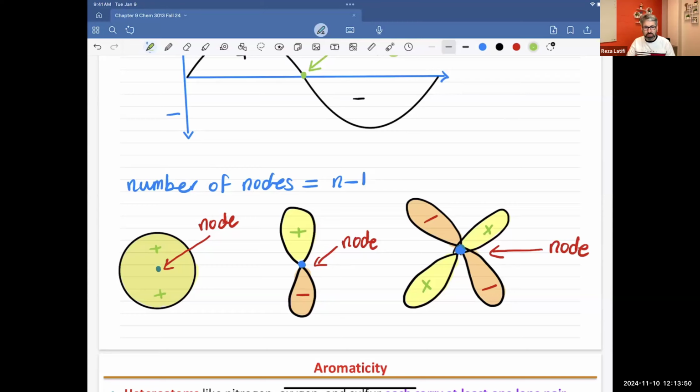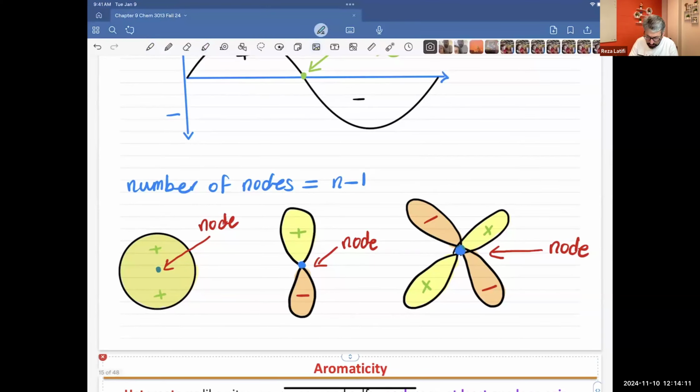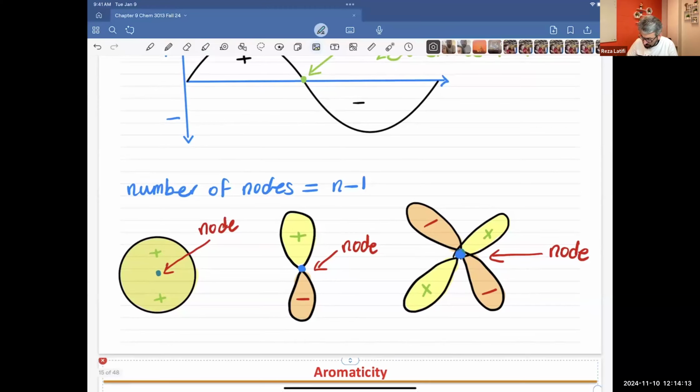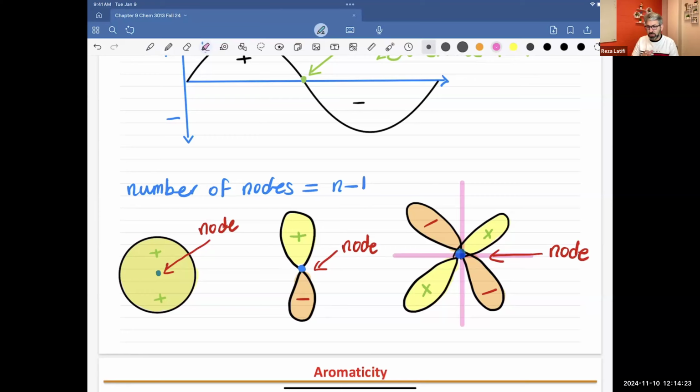For a p orbital, we have a node. Again, the node will be the center of the orbital, or the nucleus. One phase will be positive, and the second lobe will be negative. For the d orbital, we have two nodes. We call them two angular nodes. One node is going to be here, this is one node, and the second node is there. So we have two nodes, and they are changing the phase of the orbital.